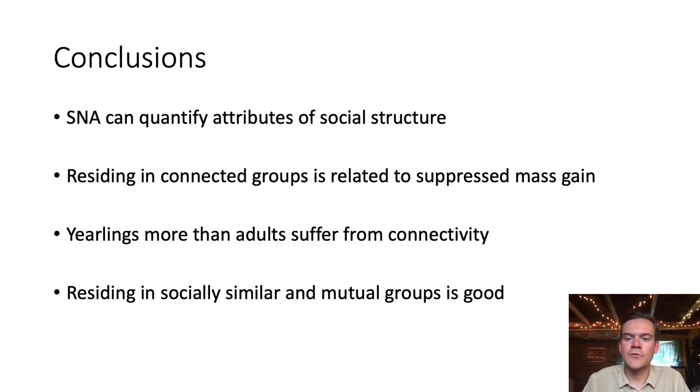So in summary, social networks is a powerful tool to quantify social structure. We found a negative relationship between the connectedness and marmot mass gain. Yearlings, more so than adults, experience sharper negative relationships with connectivity. However, yearlings, more so than adults, benefit from social homophily in their networks. While these results are correlative and not causative and have small effect sizes, they illustrate a modest but significant relationship between group social structure and an important fitness correlate in yellow-bellied marmots.